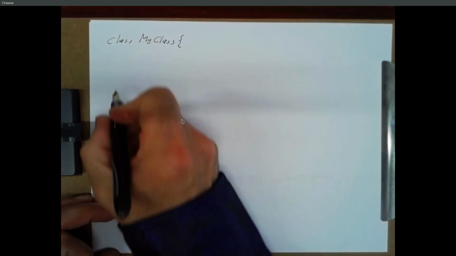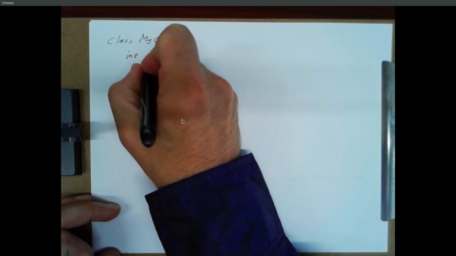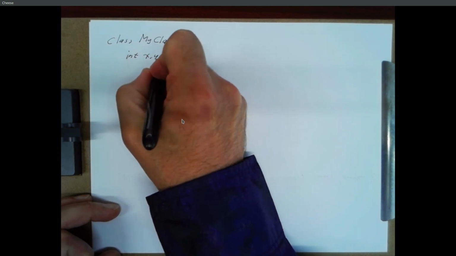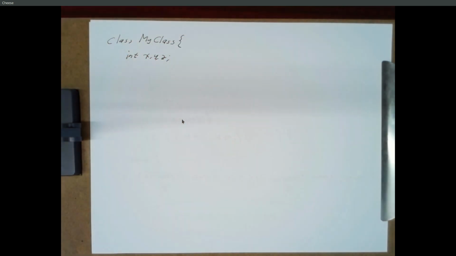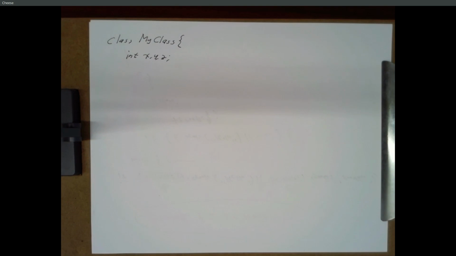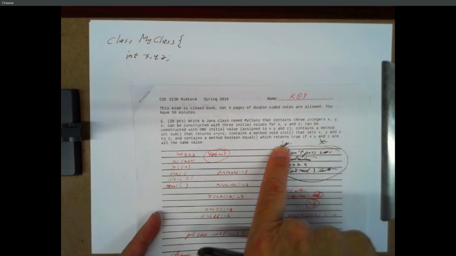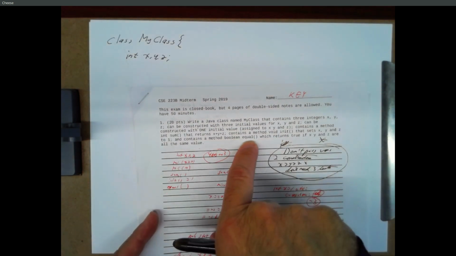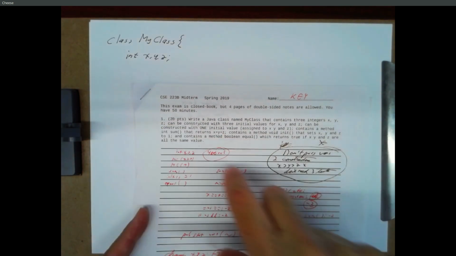So here's class MyClass, integer x, y, z. Encapsulation is about putting the data and the code together in a single thing. So we're creating a class. We're going to use this to construct what we call objects. And an object is going to contain some methods: a method called init, a method called sum, a method called equal, as well as these integers x, y, z.